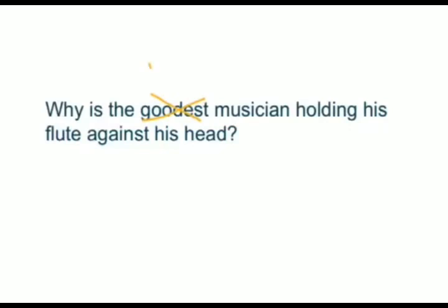If you said best, you are well on your way to mastering comparing with good and bad. Why is the best musician holding his flute against his head? Are you ready for the answer? Because he is playing by ear. I'll give you a moment to regain your composure. And now let's move on.